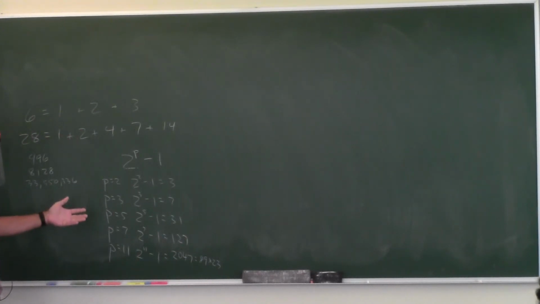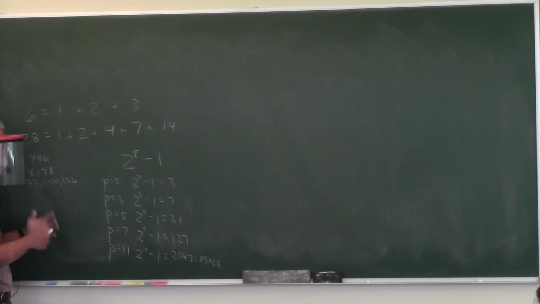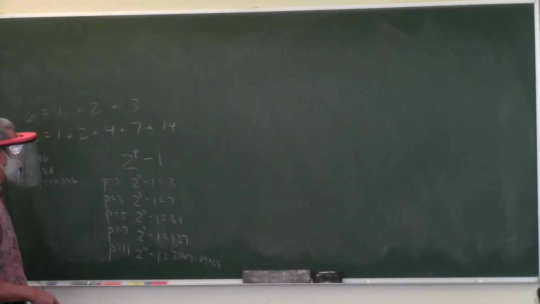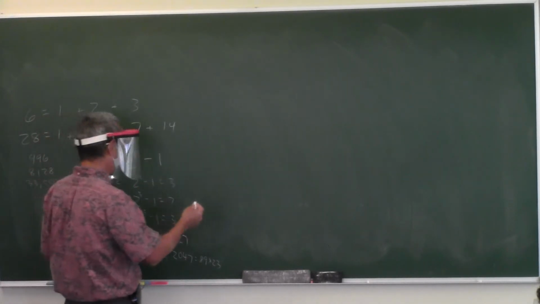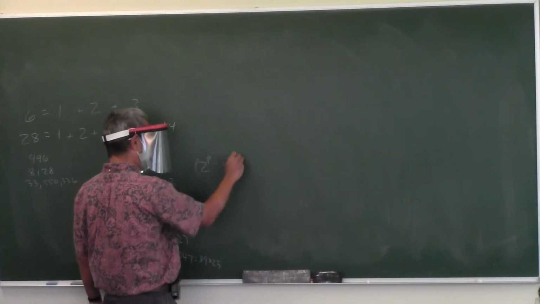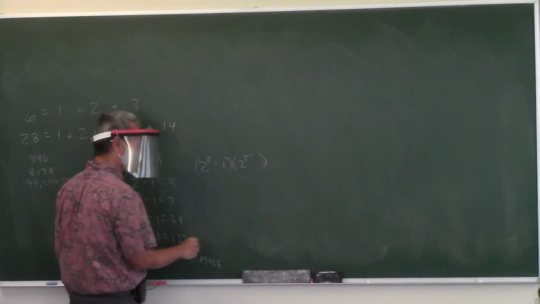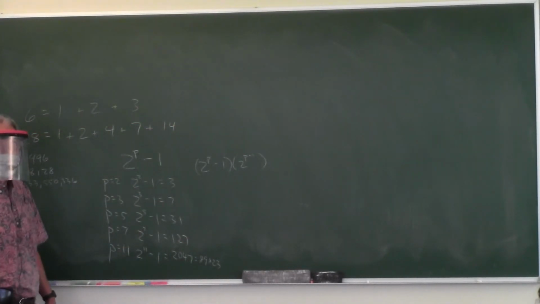Now, what do Mersenne primes have to do with perfect numbers? People were obsessed with finding perfect numbers. So Euler proved this, I don't know how he did it, but he said if you have a Mersenne prime, and you multiply it by 2 to the p minus 1, like this, you will get a perfect number.